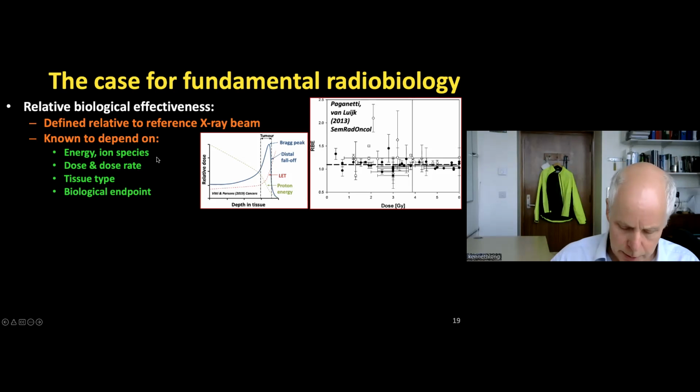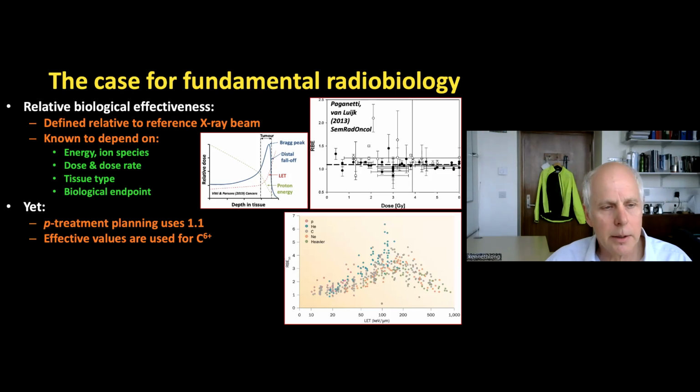Furthermore, it is known that the RBE depends on the energy of the ion, it depends on the ion species, it depends on the dose and the dose rate, the tissue type and the biological endpoint. And the mechanisms by which the RBE is determined are not really known at a detailed level.